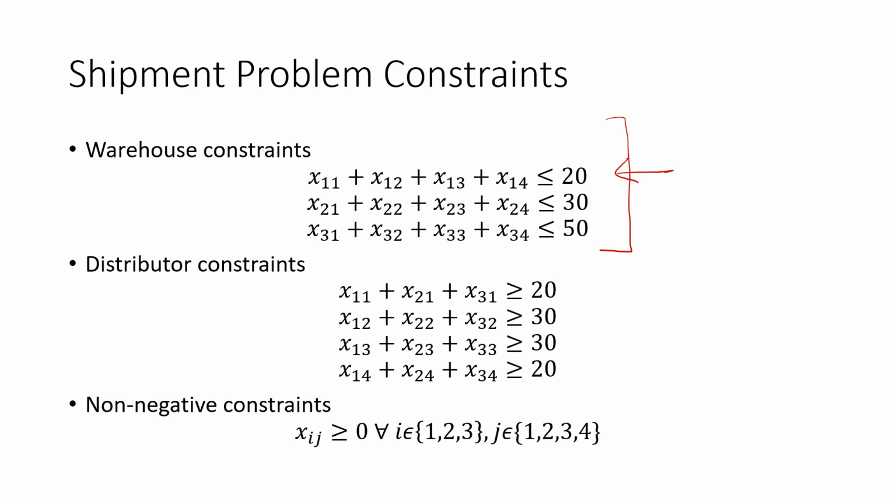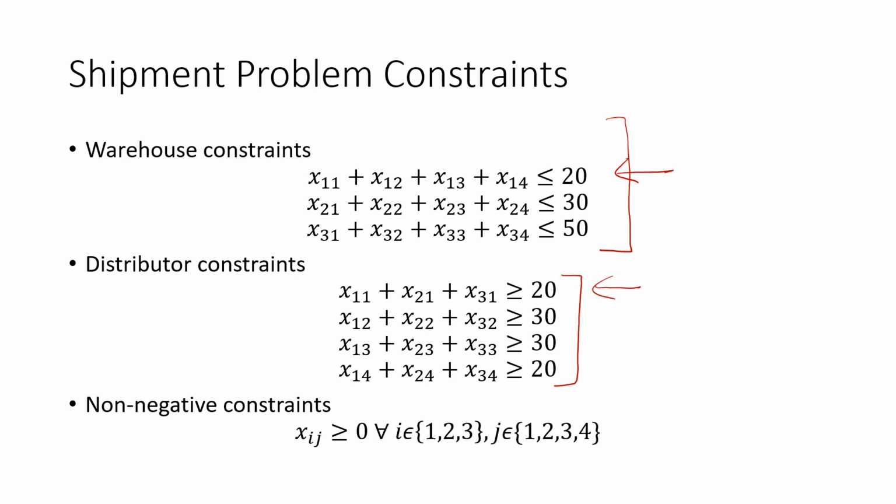What about my distributors? They need so much. So that's a greater than or equal to. See, in this case, we have a mixture of less than or equal to and greater than or equal to. They require 20. I'm going to say I'm going to ship them at least 20. We're going to get into some of the subtleties about equal versus greater than or equal to later on. But for now, I'm going to say that they need 20. I'm going to ship them at least 20 units.